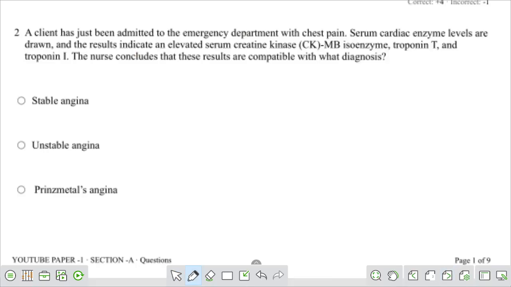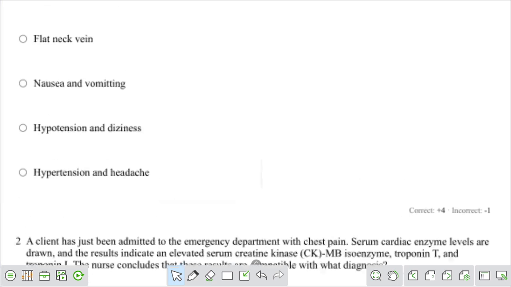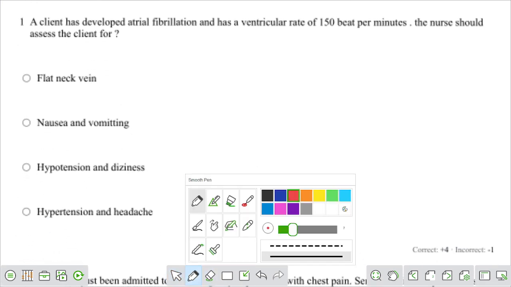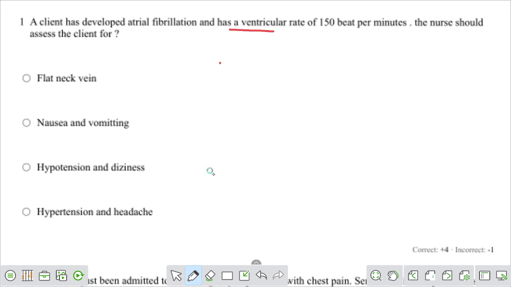Good evening to all. Our first question is: a client has developed atrial fibrillation and has a ventricular rate of 150 beats per minute. The nurse should assess the client for what?